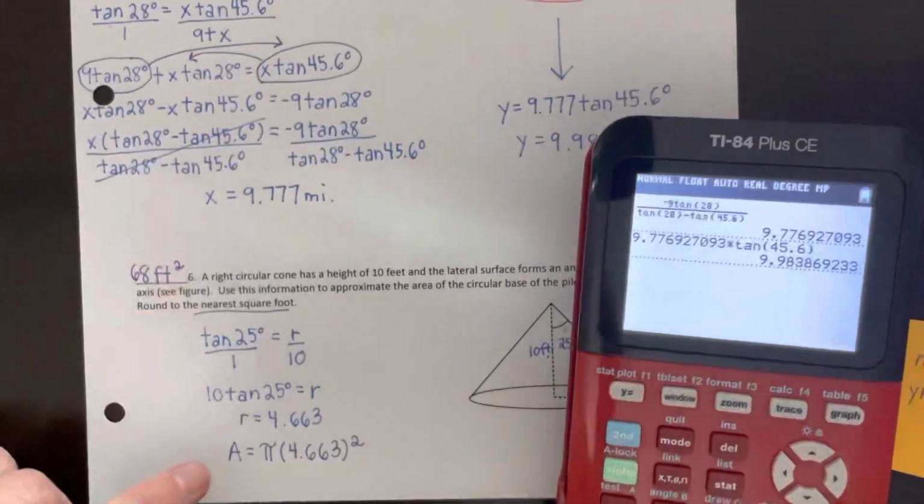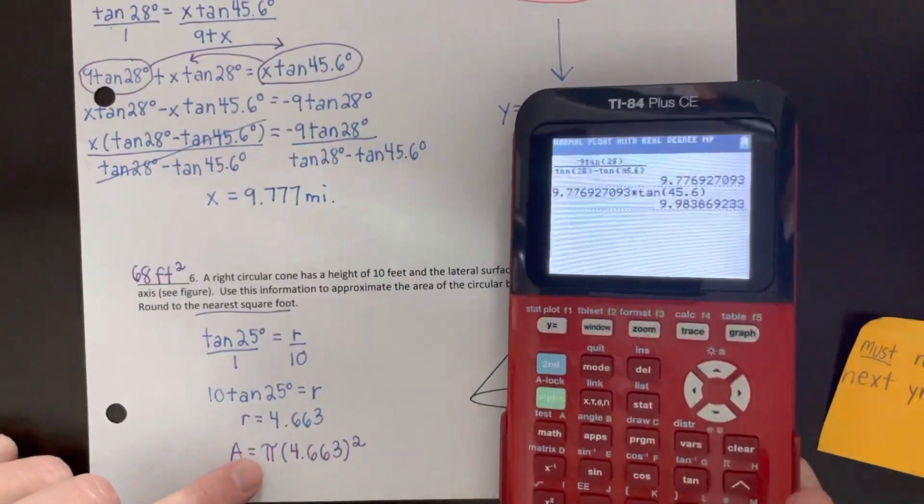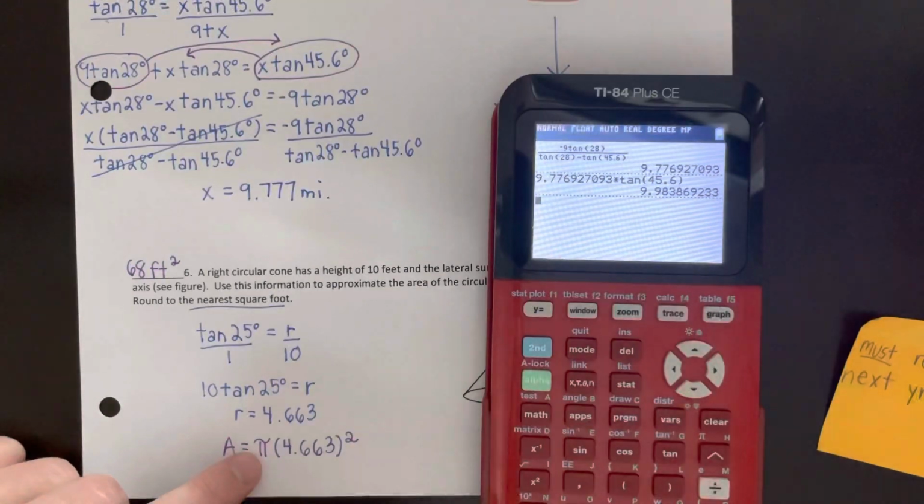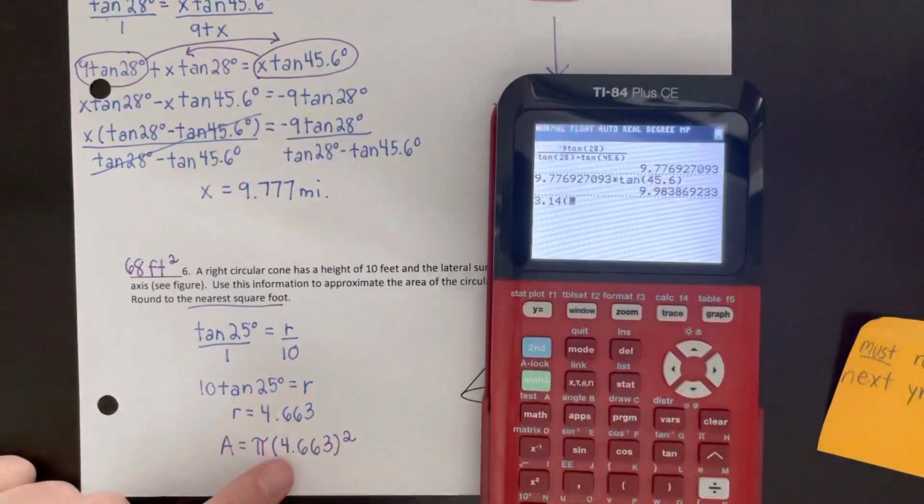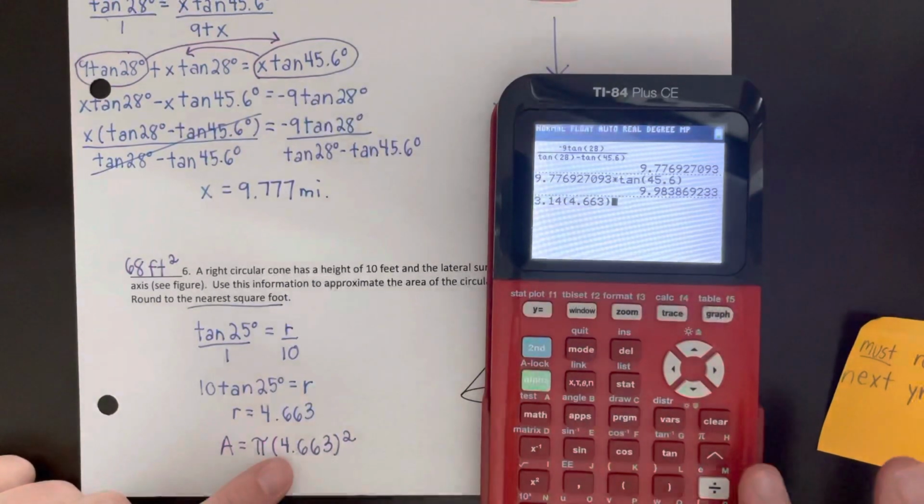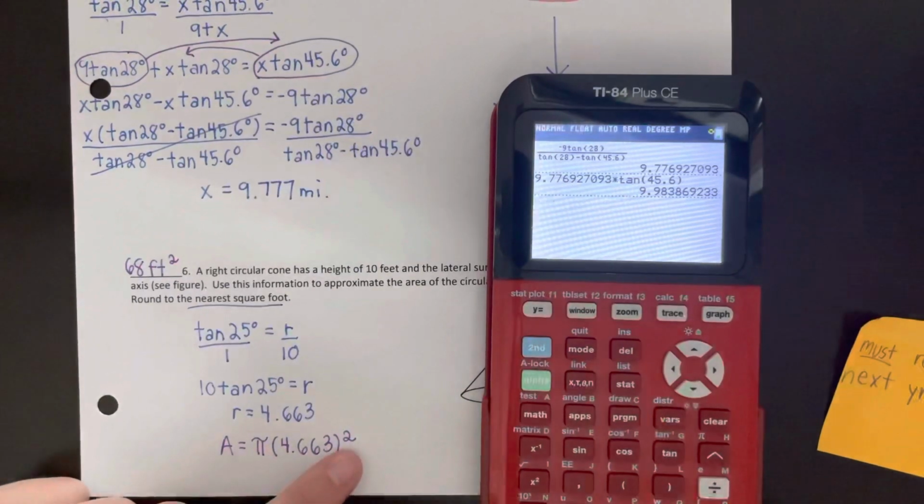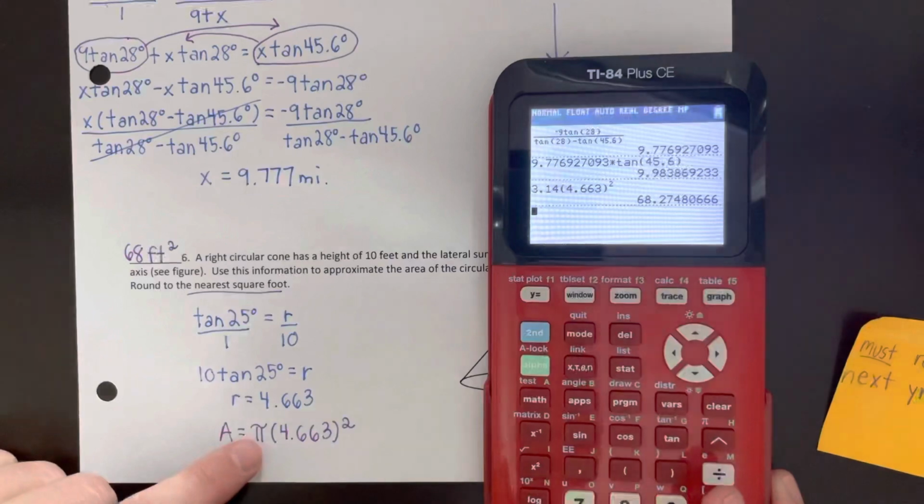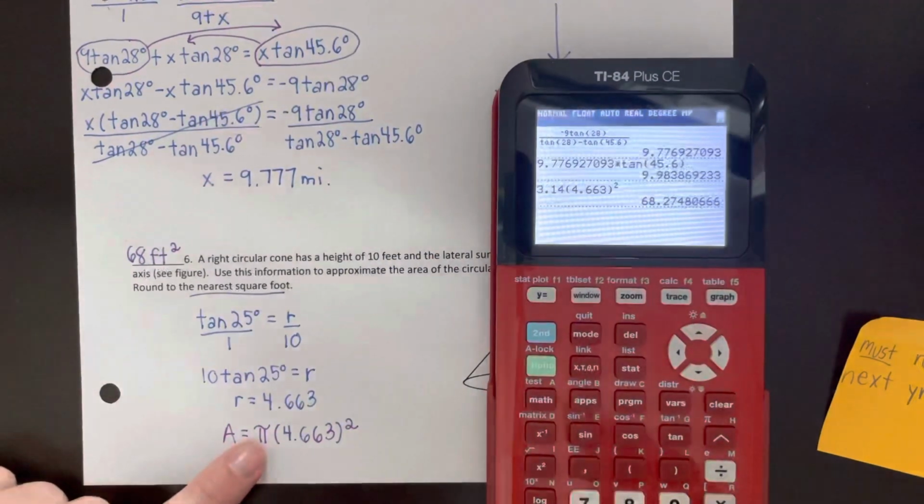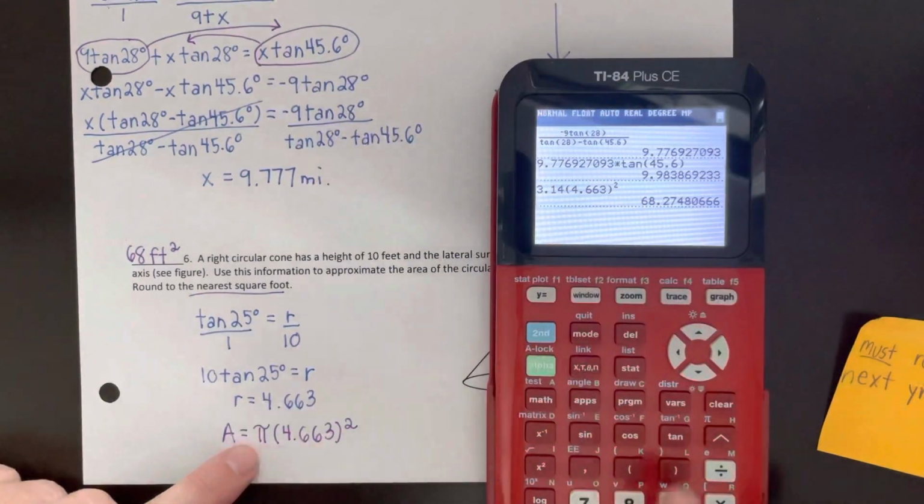And then that brings me to another thing, like here, for example, when you're doing area, and this is pi, you don't want to type in 3.14 times 4.663 raised to the second for multiple reasons. First of all, 3.14 is a rounded number for pi. So you want to use the pi button.